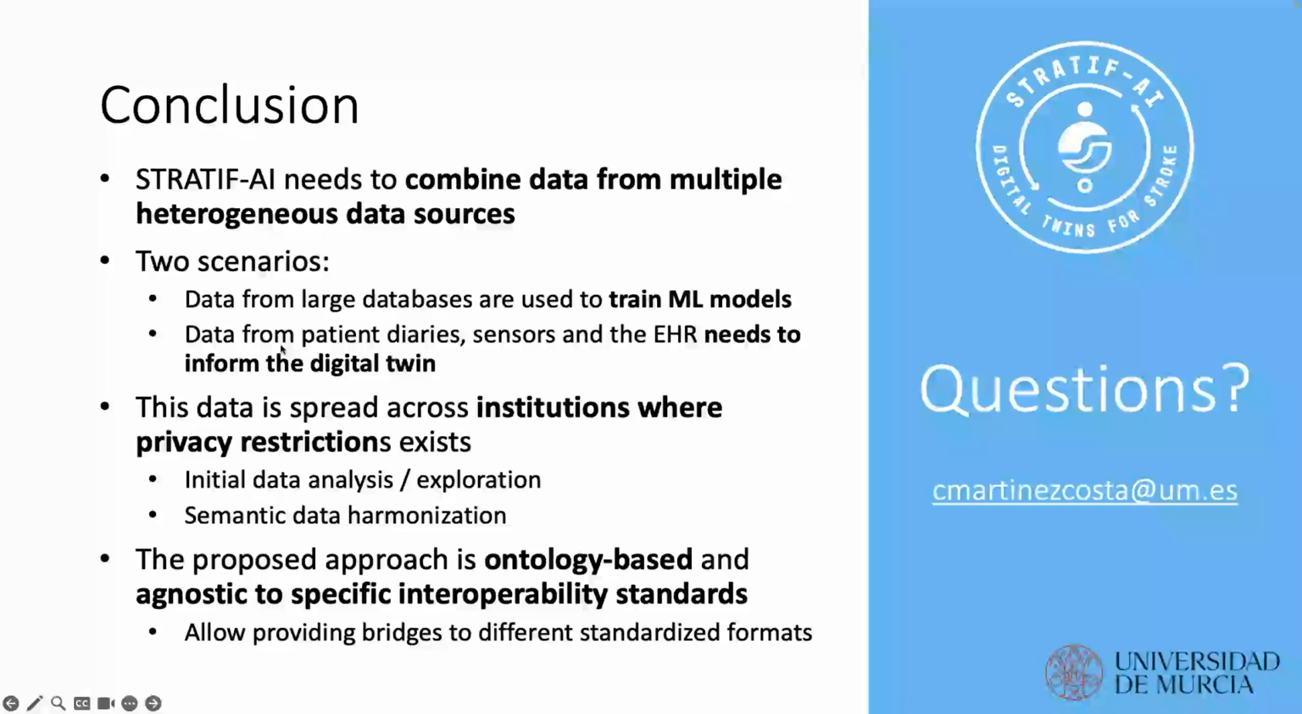This data is spread across institutions with privacy restrictions. And then we had to implement everything on site and allow the aggregated data exploration and perform this data harmonization at each site. The approach proposed doesn't commit to one specific standard, but is ontology-based. And this means that it allows providing bridges between different standardized formats.